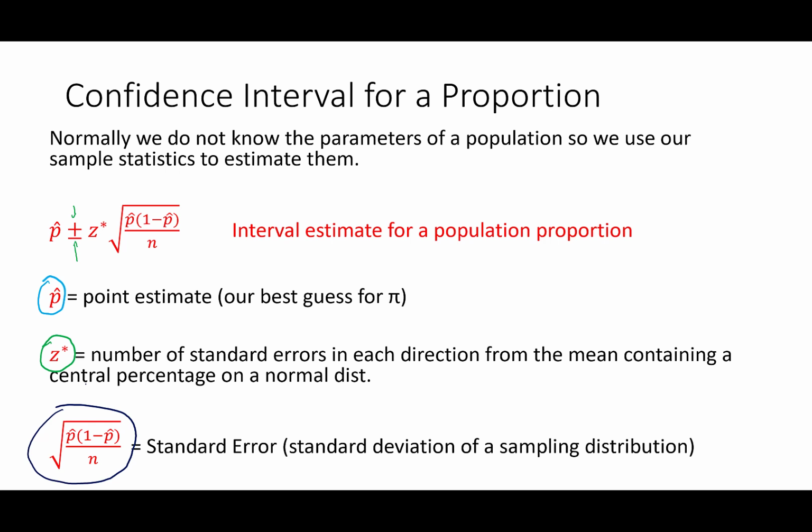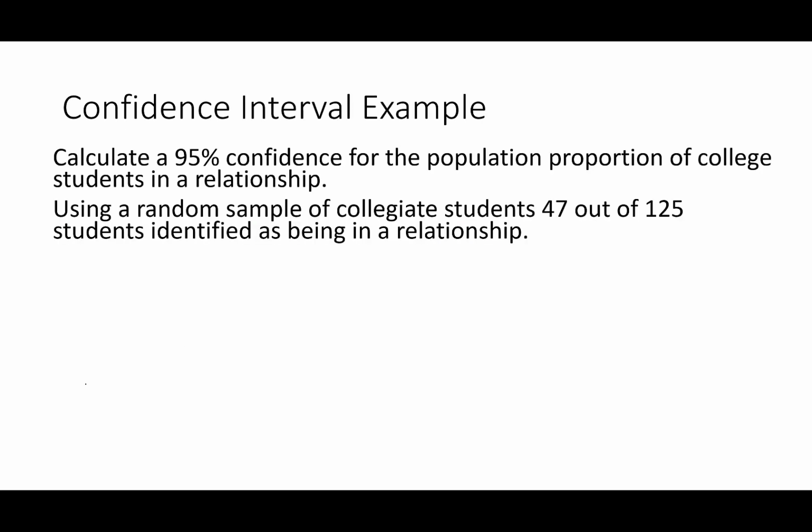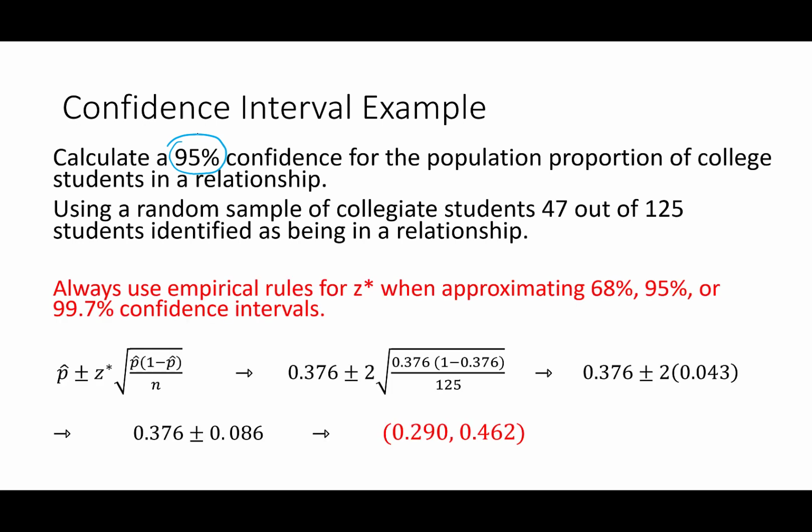Now let's calculate out that confidence interval. If we wanted to construct a 95% confidence interval for the population proportion of college students in a relationship, here's how we would go about doing that. Right? We know since we're dealing with a 95% confidence interval, we can just use the z-star value 2. Going plus or minus 2 standard deviations in each direction will give us 95%, or approximately 95%.